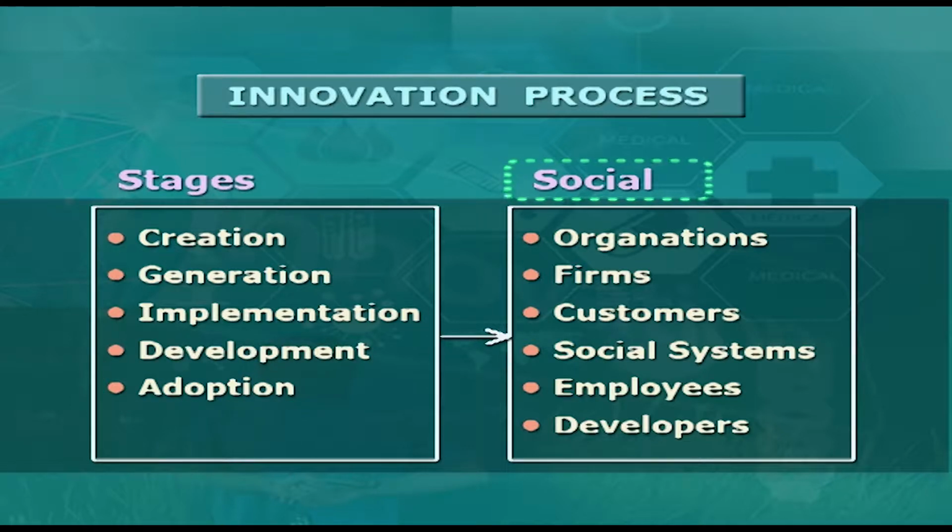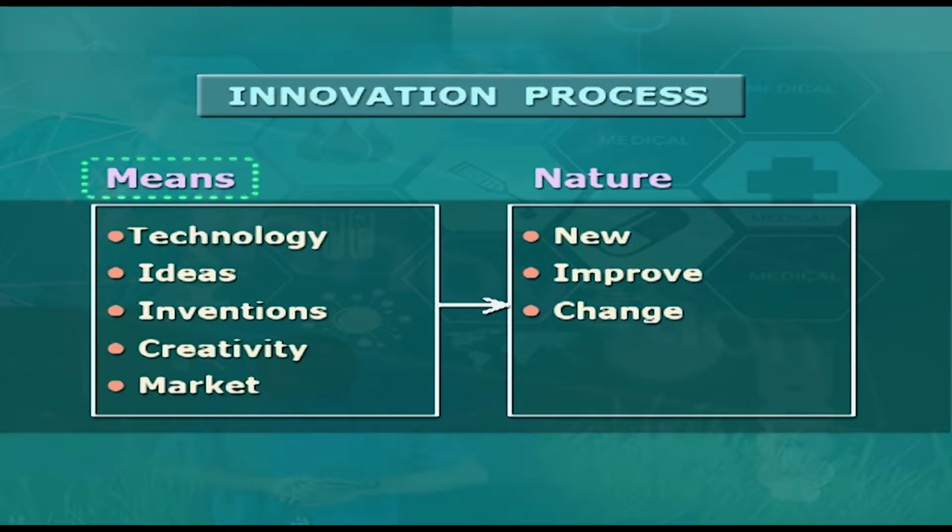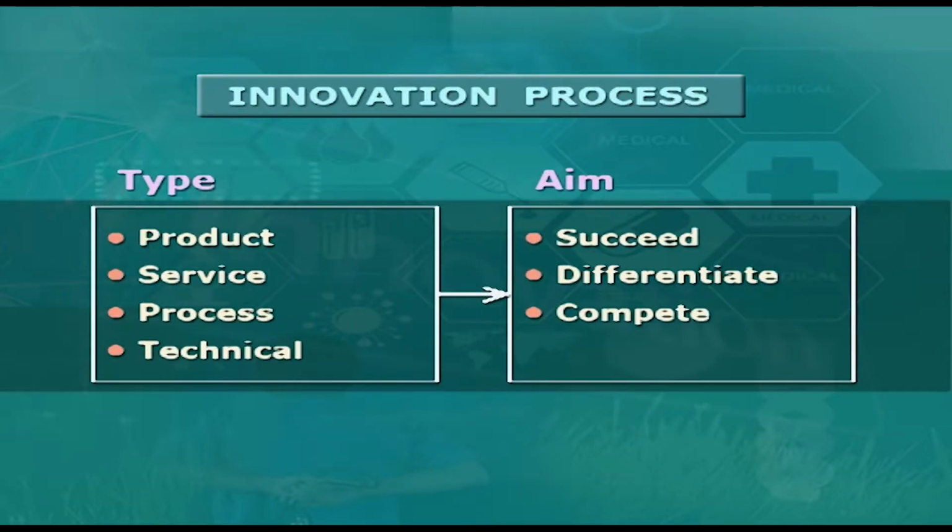The second stage is social, which involves organizations, firms, customers, social systems, employees and developers. Third, it is affected by means, which involves technology, ideas, inventions, creativity and market. It is also affected by nature. So, the next is nature, which involves new, improve and change. Next is type, which includes product, service, process and technical. And the last is aim, that involves succeed, differentiate and compete.